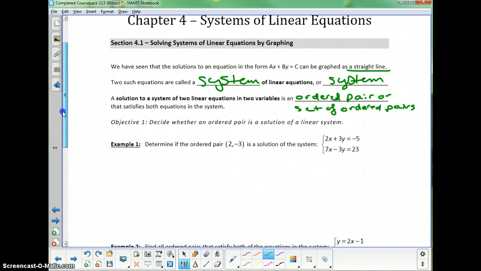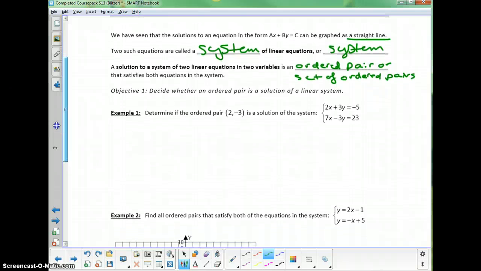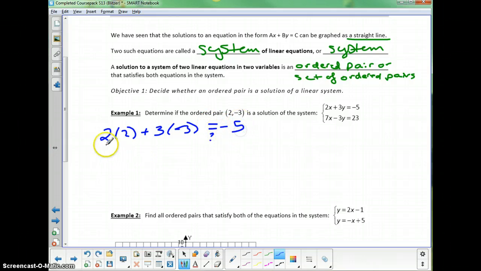In example 1, I want to determine whether the ordered pair (2, -3) is a solution to the system. So we need to plug this ordered pair into both equations and see if it satisfies both. Let's look at the first equation first. 2x, x is 2, plus 3 times y, which is -3. Is that equal to -5? 2 times 2 is 4. 3 times -3 is -9. So is that equal to -5? So far so good. -5 is equal to -5.